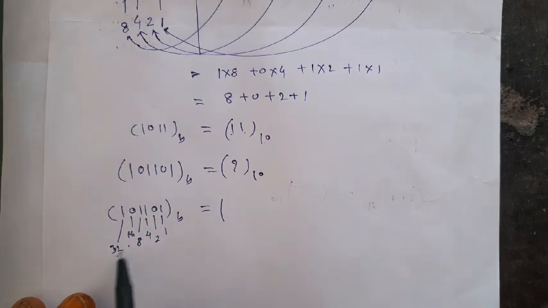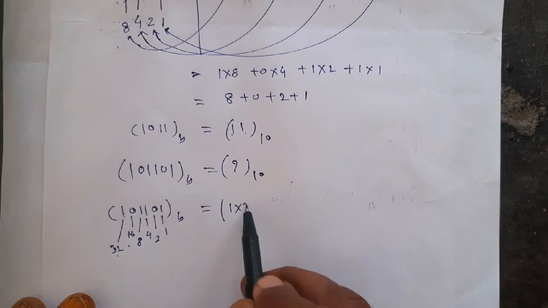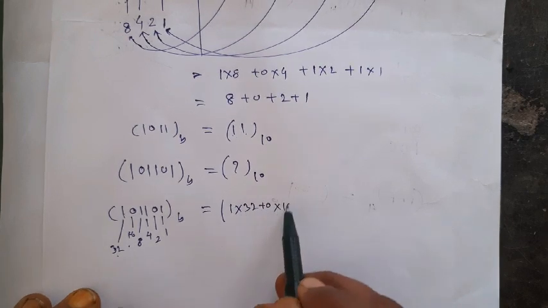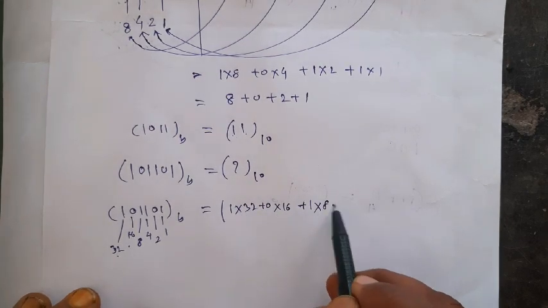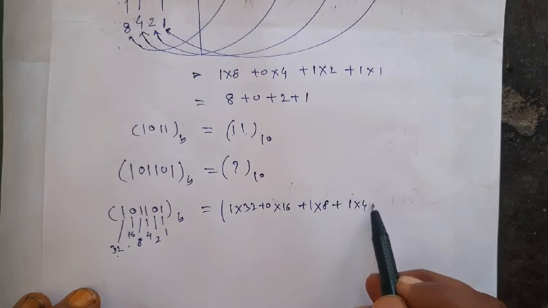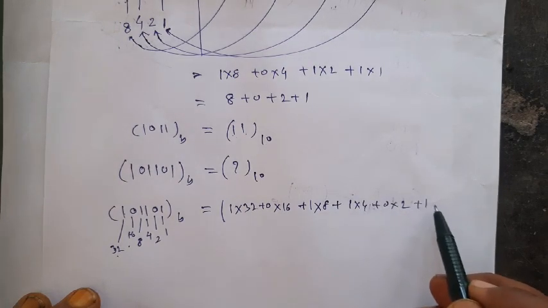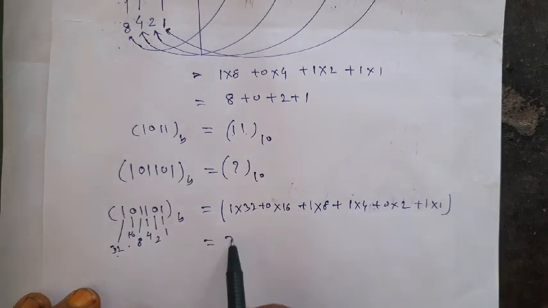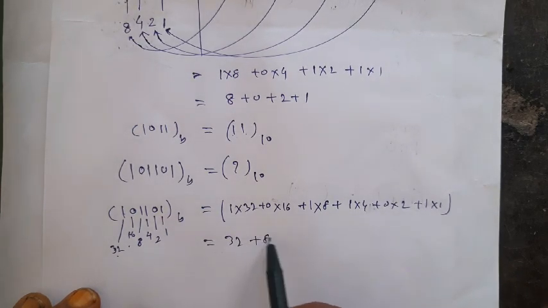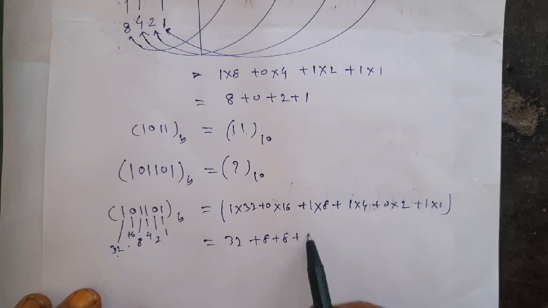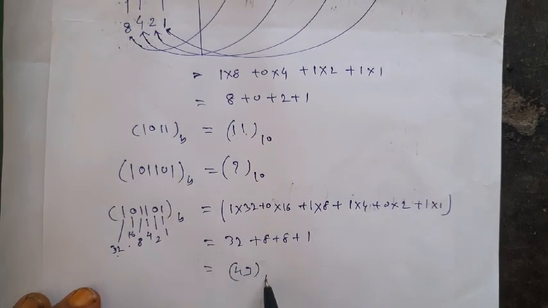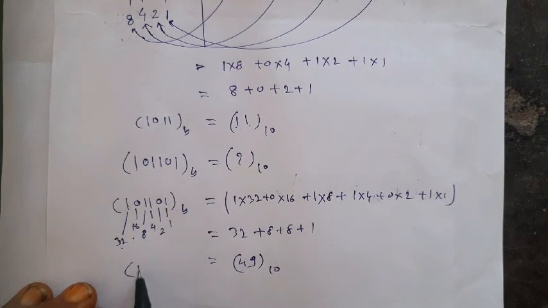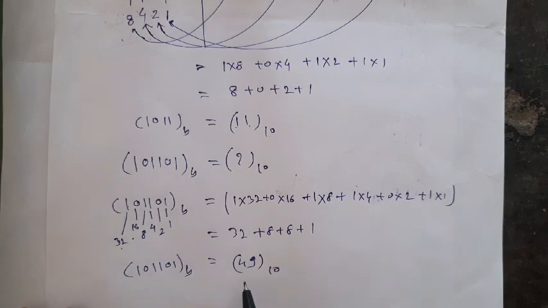But instead of that, directly I can count this. Therefore I can write it is 1 into 32 plus 0 into 16 plus 1 into 8 plus 1 into 4 plus 0 into 2 plus 1 into 1, and that is nothing but 32 plus 8 plus 4 plus 1, and I can think about it is 49, correct? Therefore I can write this is 101101 in binary is equivalent to 49 in decimal.